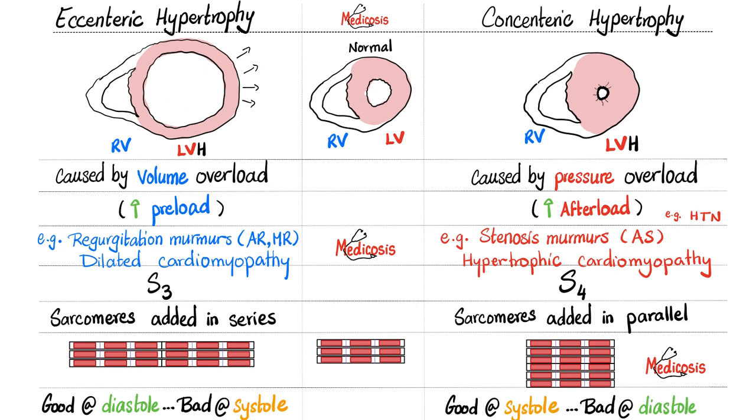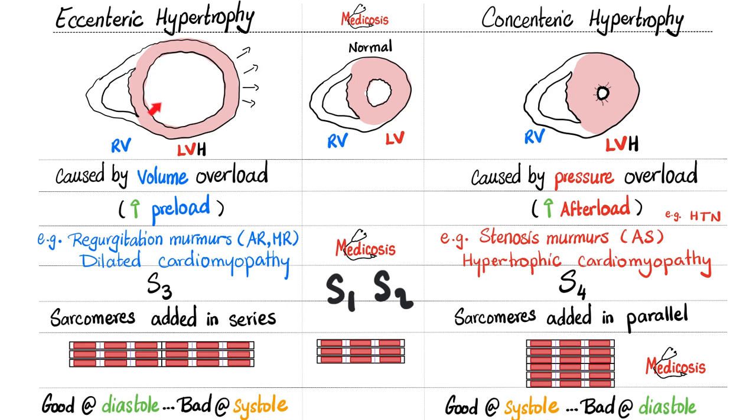Today we're talking about aortic stenosis, which is a stenotic murmur. There is increased pressure. It's a pressure overload. There is increased afterload. In eccentric hypertrophy, we expect to hear S3 heart sound because of the volume overload. But in concentric hypertrophy, expect S4 heart sound. The normal heart sounds are only S1 and S2. S3 and S4 are mostly abnormal.